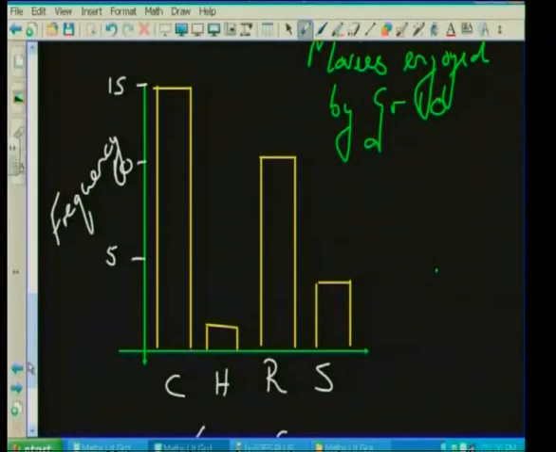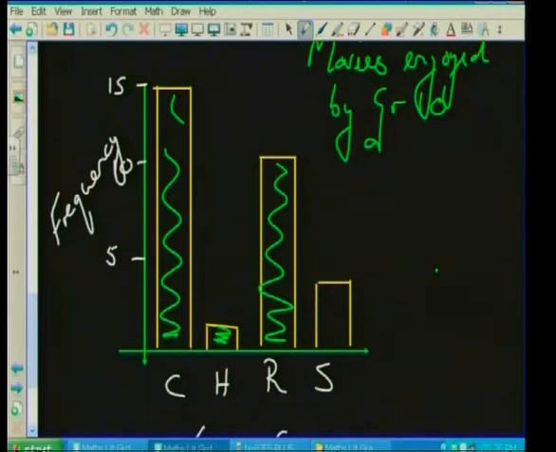So I've got here a complete category of just comedy. There it is. That whole bar graph is just comedy. This whole bar just represents horrors. This whole bar just represents romance. And this bar over here represents the suspense.